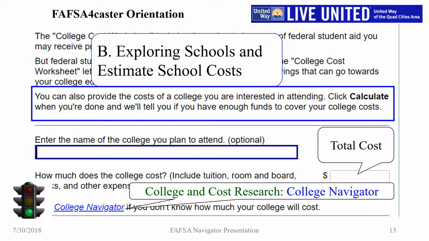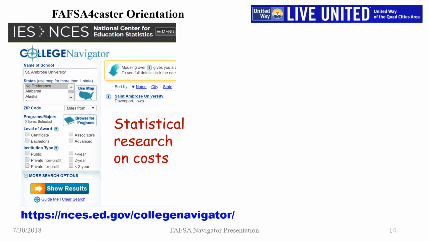Click on the College Navigator title, and you have jumped to the web page of the U.S. Department of Education's National Center for Education Statistics, the College Navigator. At the left is a wide variety of ways of selecting schools. Click on Show Results to develop your list of schools to research, and I've selected St. Ambrose University in Davenport, Iowa, as I am an adjunct instructor in the management department of their College of Business.